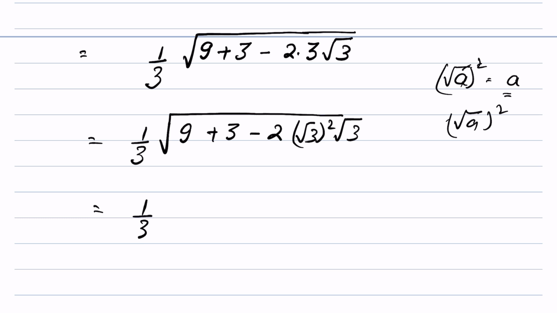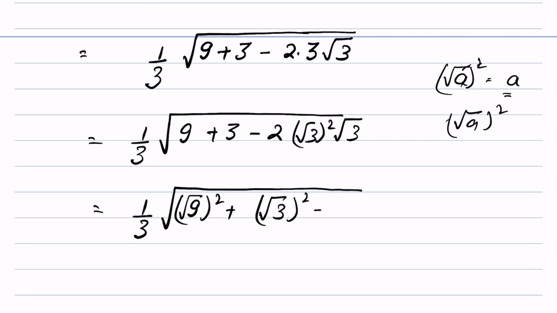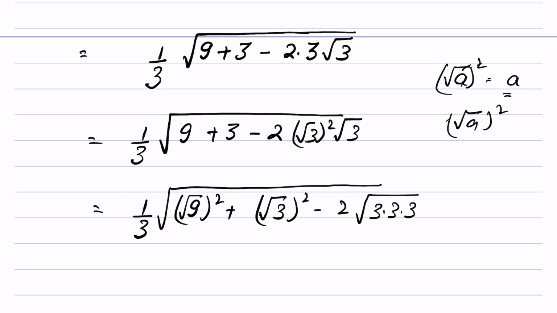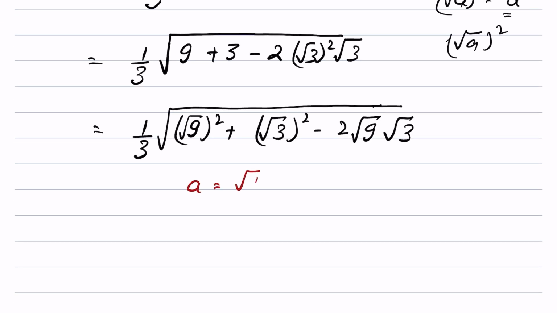Or 1 upon 3, 9 we can write it similarly. So similarly we can write 9 as square root of 9 square plus 3 as square root of 3 square minus 2, and here we can write 3 times 3 under square root, or 9 times 3 under square root, or square root of 9 times square root of 3. Now if a is equal to square root of 9 and b is equal to square root of 3, then it is in the form of a square plus b square minus 2ab. So this algebraic expression is equal to a minus b whole square.